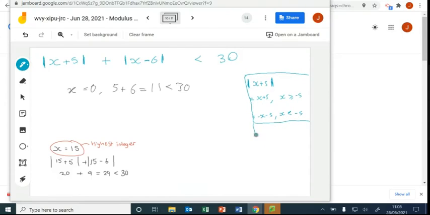For the x minus 6 function, the modulus of x minus 6 is equal to x minus 6 when x is greater than or equal to 6, and it's equal to minus x plus 6, because that's the negative version of that, when x is less than 6.